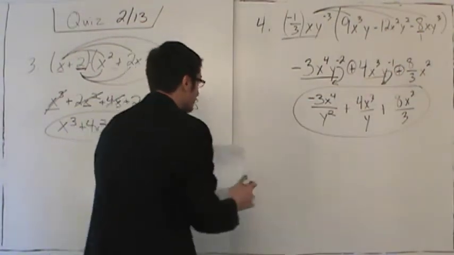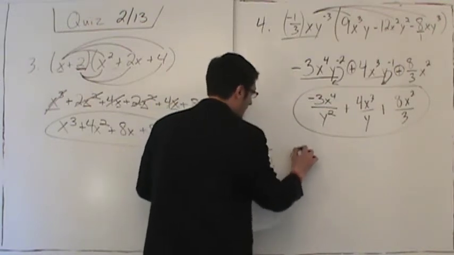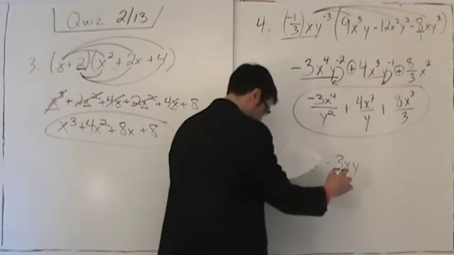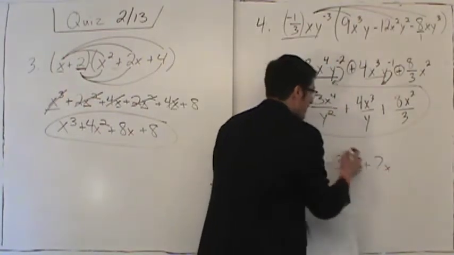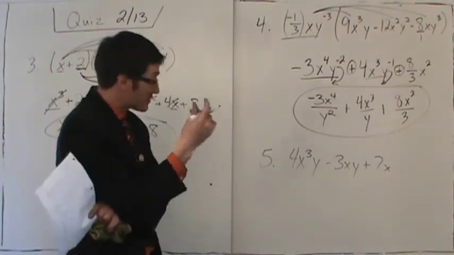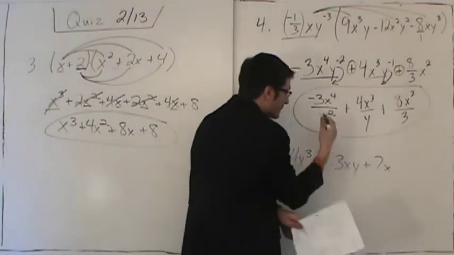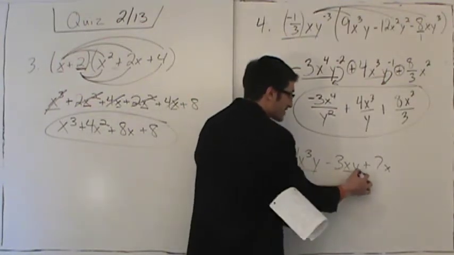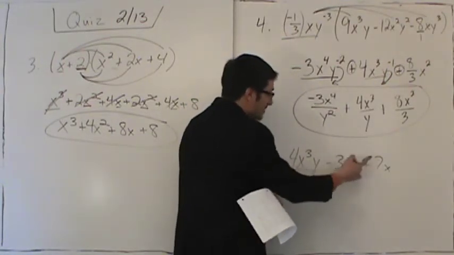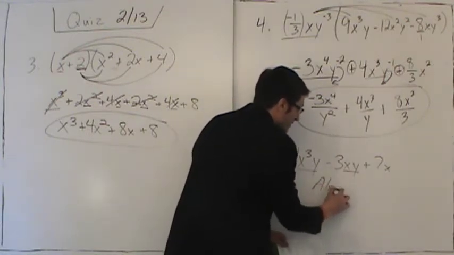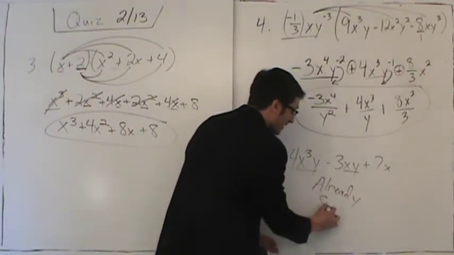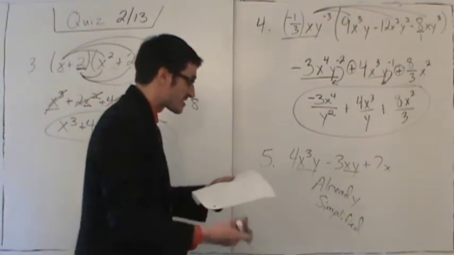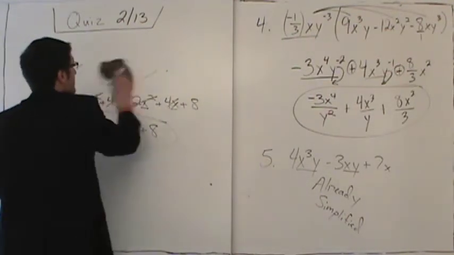Okay. Number 5 said 4x cubed y minus 3xy plus 7x. And the question here is, what is the operation? The operation is what? Addition. And when we add, something must match. Does anything match x cubed y? No. Does anything match xy? No. Since nothing matches, this is already simplified. So full credit was to do nothing. Already simplified is what you should have written. Okay? Already simplified. And lastly, number 6, a couple things to name.